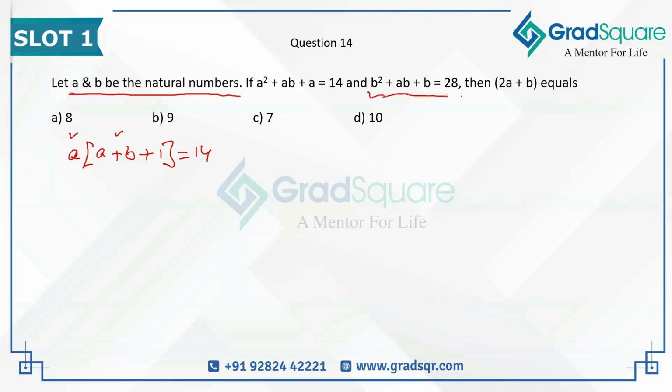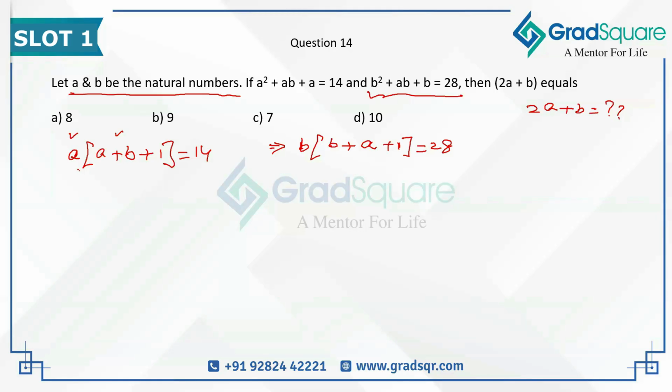Look at the second equation over here. This equation also has b common to every term. So if you take b common, it becomes b times (a plus b plus 1), which is equal to 28. Clear? And then 2a plus b is equal to what? You've been asked for 2a plus b. Now, once again, the same thing applies for your second equation: if a and b are natural numbers, then both these values must be integers and they must be factors of 28.